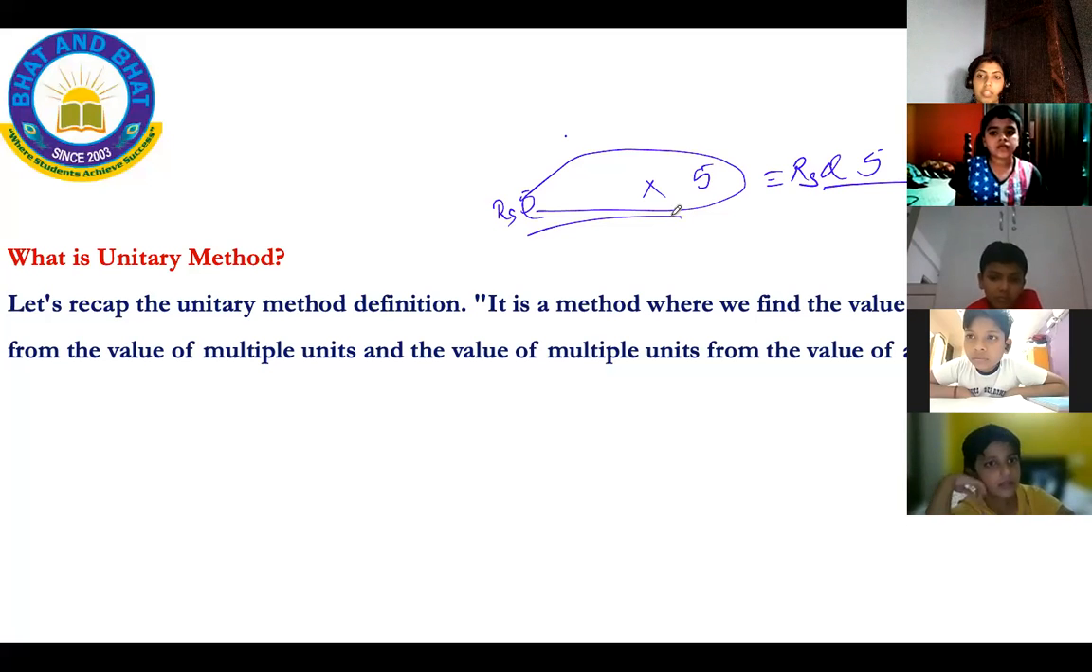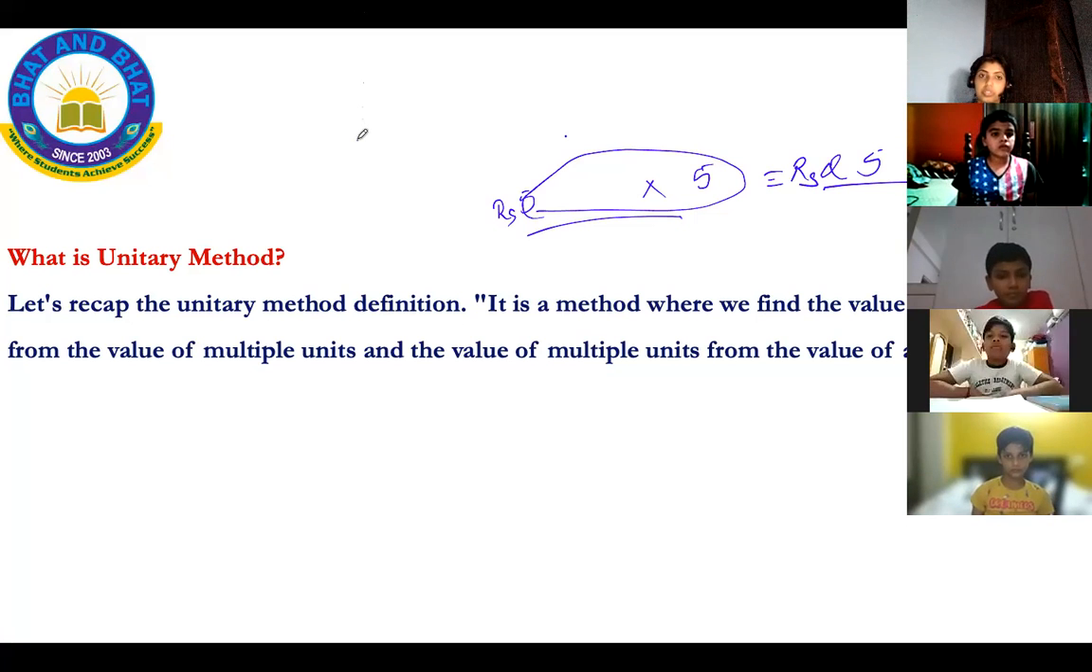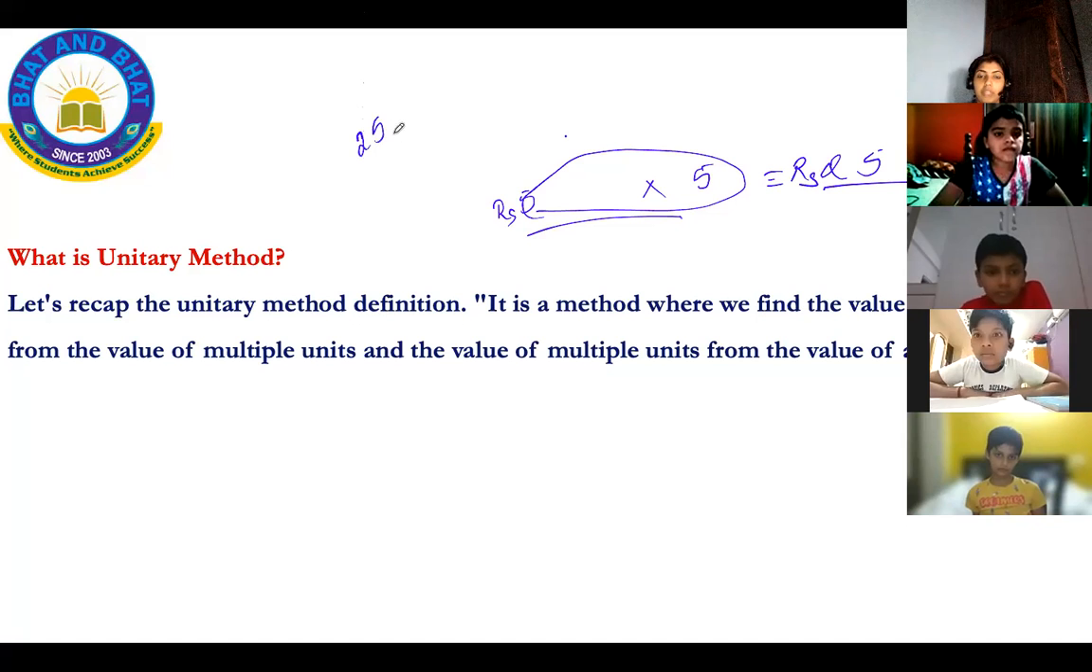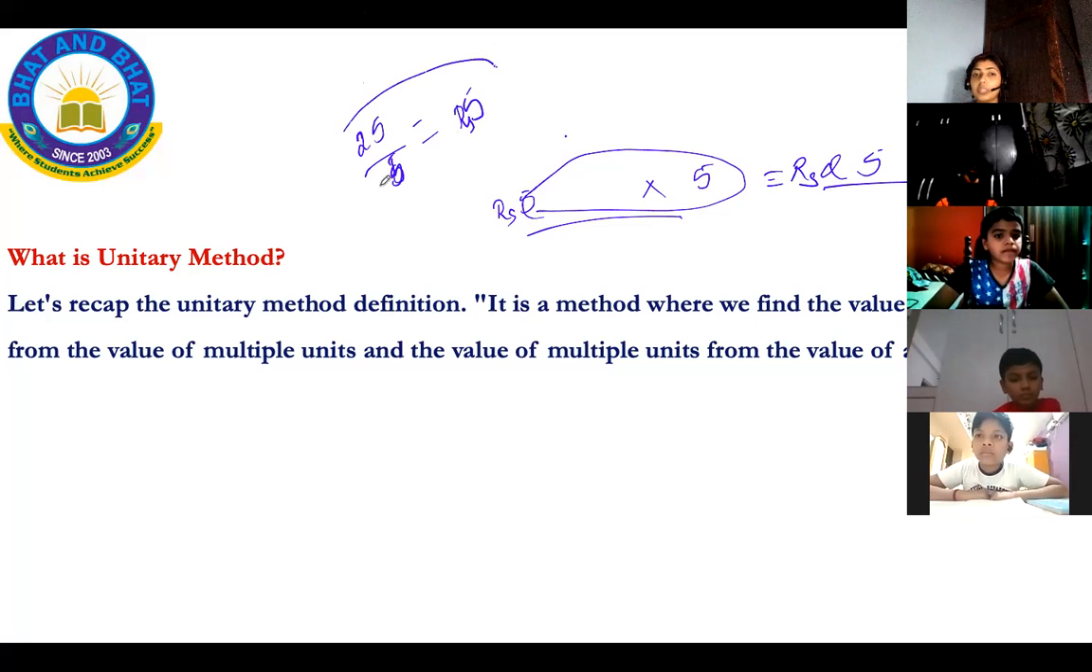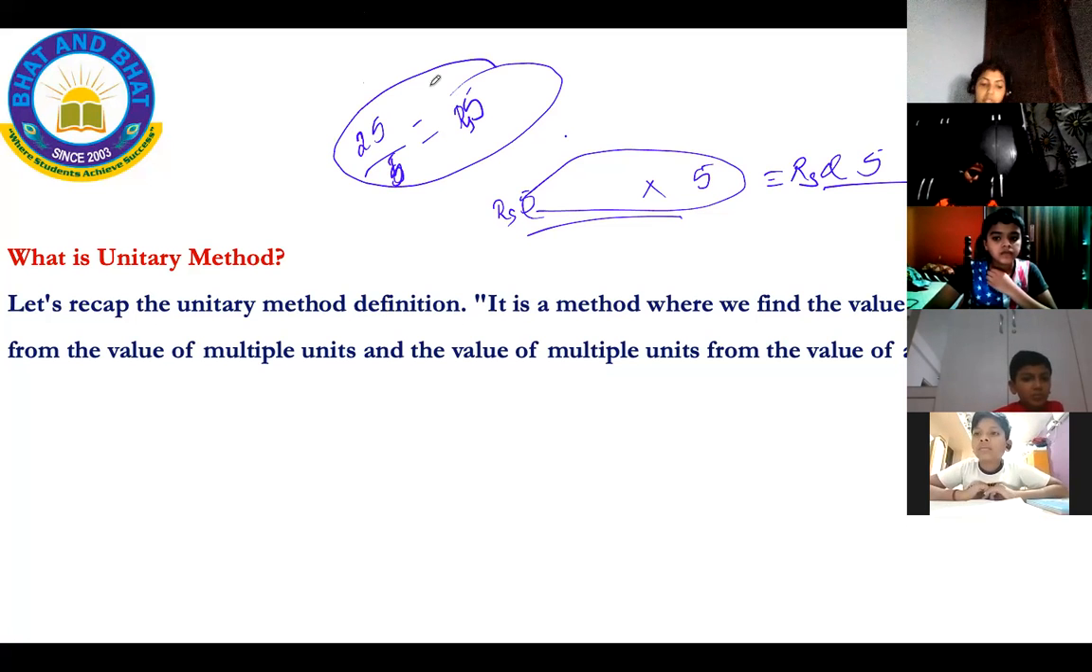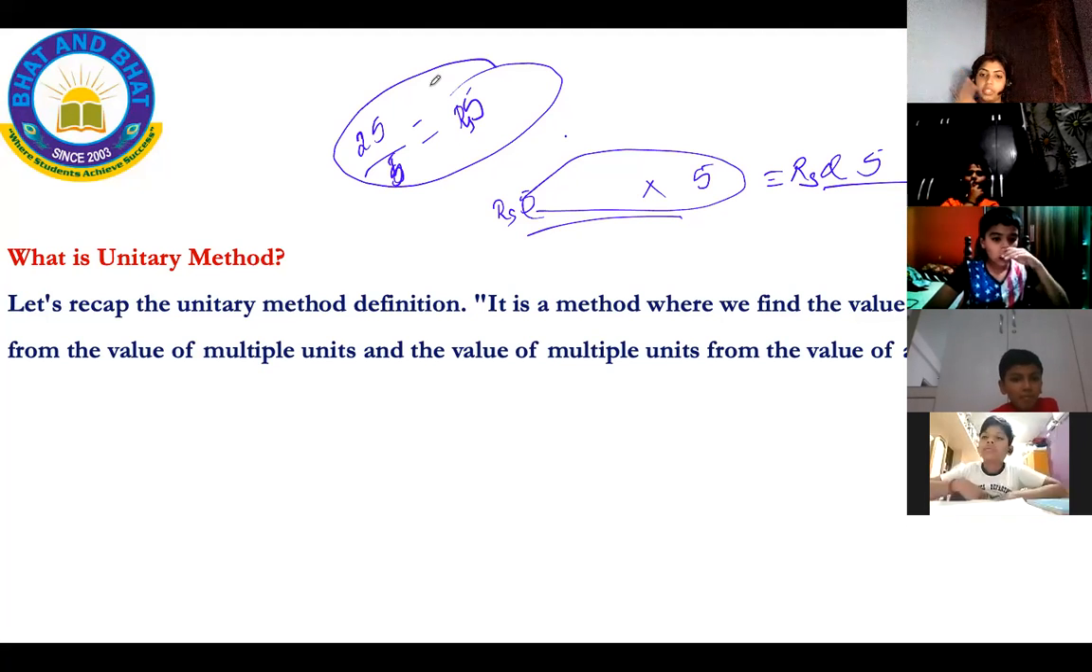But if they tell the price of 5 juice packets is 25, then what is the value for one juice packet? You will just divide, correct? 25 by 5, and you will say each packet is 5 rupees. Right? By doing this, you will be finding the value of one unit from multiple units, a single unit.